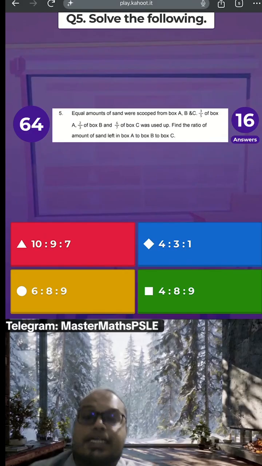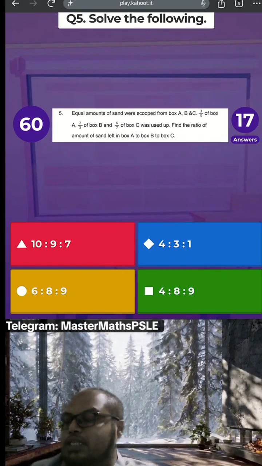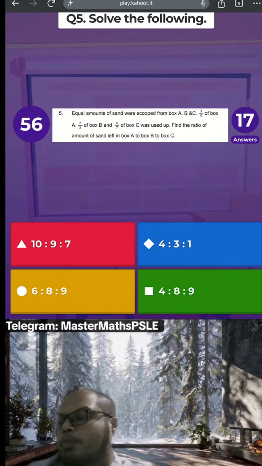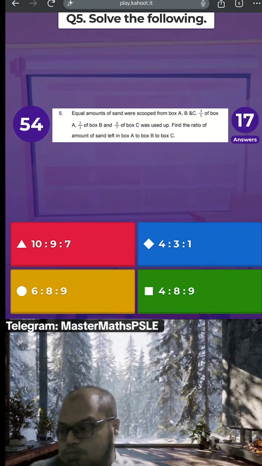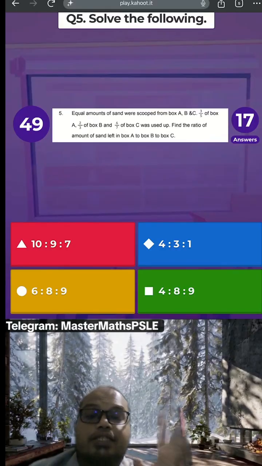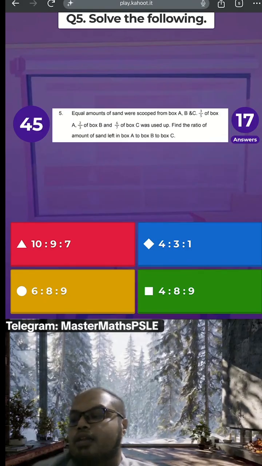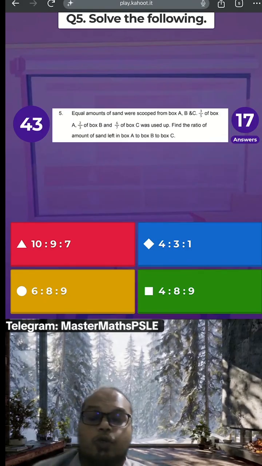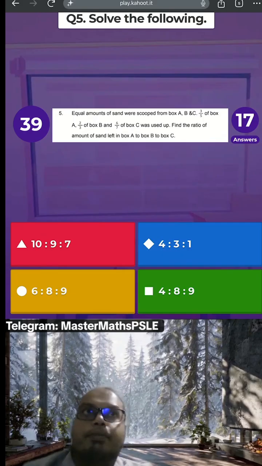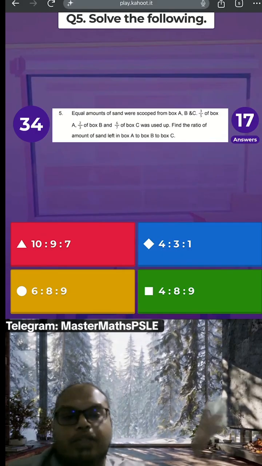Okay, again, like I just mentioned, we need to make the numerators the same because an equal amount of sand will be scooped up from A, B, and C. So you make the numerators the same. The denominators are their total amount. Then after that, they're asking for the amount left, so you need to take the denominator minus the numerator. Those are the amounts left that you have to form the ratio.